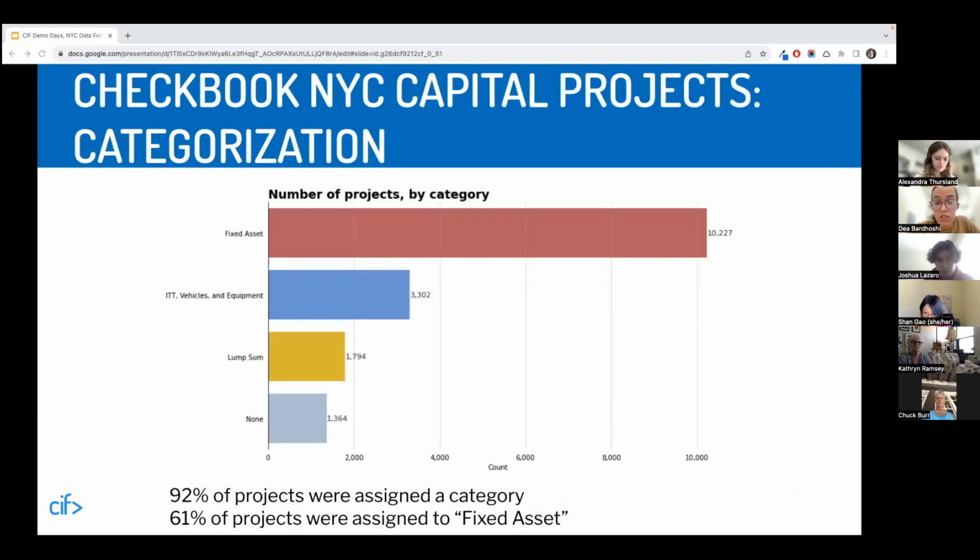And here are also some results on the categorization process. As you can see, there are two main takeaways. First, we were successful in assigning around 92% of projects to one of the three categories. And then also importantly, around 61% of the projects that we were focusing on, we ended up being able to assign to fixed assets, which was one of our goals.